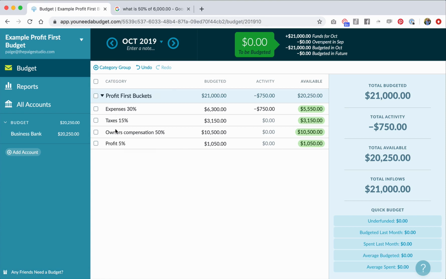And then depending on where you live and therefore how much your taxes are, or however you want to split this up based off how much revenue your business tends to bring in, then you can alter these percentages and then alter the amounts that are going into the different sections. But anyways, so this is how I use YNAB to Profit First all of the money in my business.